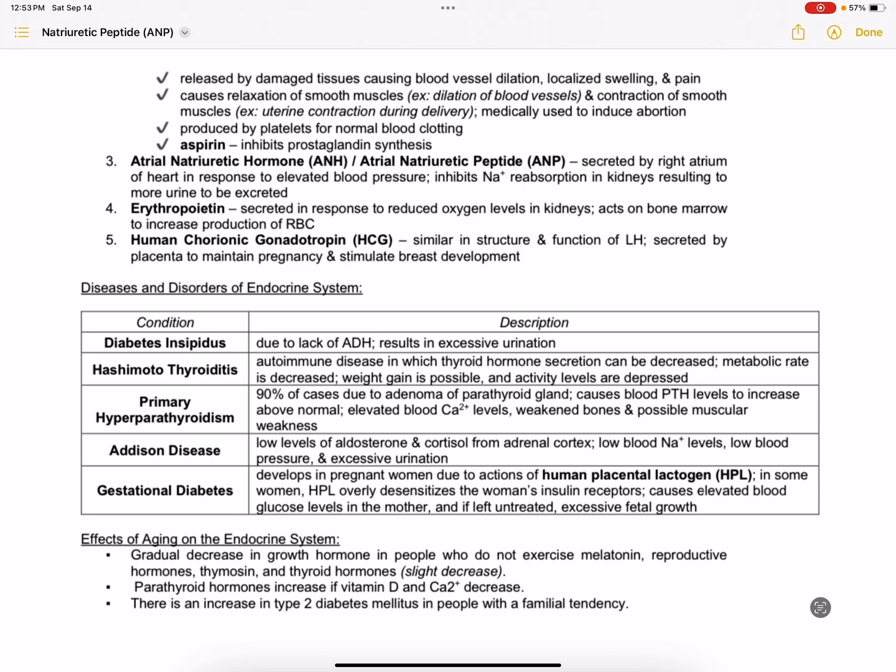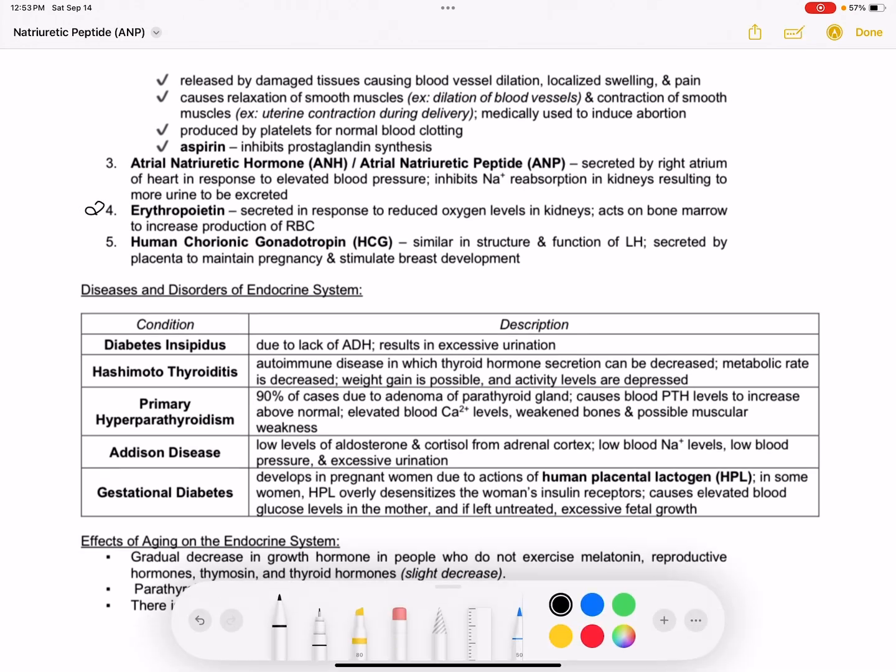Erythropoietin is secreted in response to reduced oxygen levels in the kidneys and acts on bone marrow to increase production of RBC. So, erythropoietin is important to increase the production of RBC.